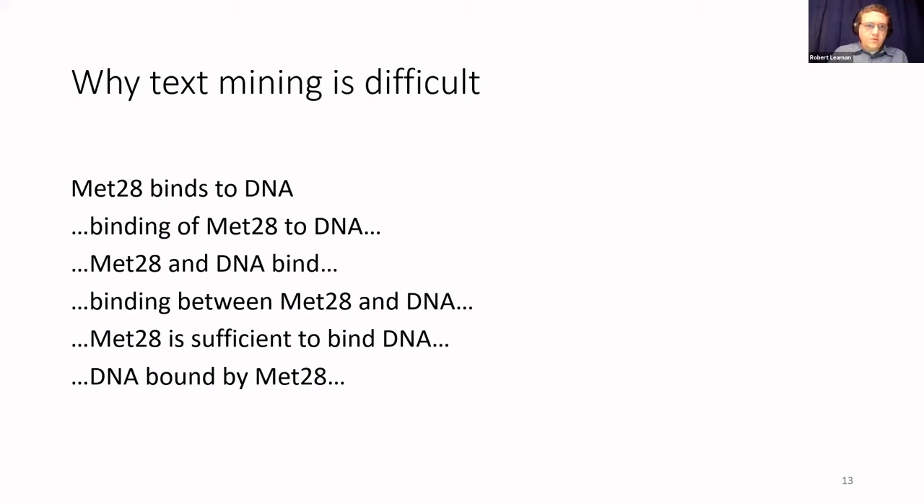but also looking at relationships, the variation is also quite difficult. You can see all of these more or less refer to the idea that MET28 binds to DNA, and there are so many different ways of saying it, and each one of these will need to be correctly identified.